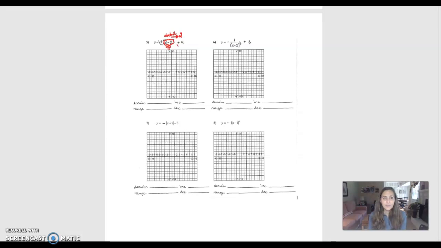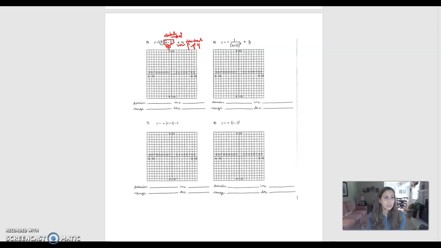Okay, this 4 is detached from x. Okay, it's out there by itself. It is not attached to the x with any type of parentheses or radical or absolute value bars. So it is going to move as you would expect. So this is going to move it up 4 in the vertical direction.